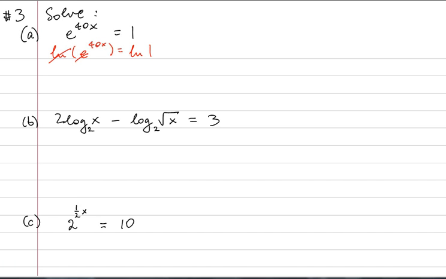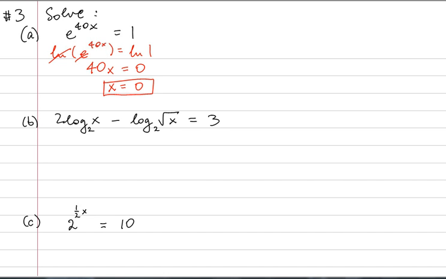The logarithm and the exponential are inverse functions of each other, so they cancel each other out, and what's left is 40x. 40x equals ln of 1, which is 0. So now we get just a normal equation, 40x equals 0. We divide by 40 on both sides, we get x equals 0 over 40, which is 0, and that's the final answer.